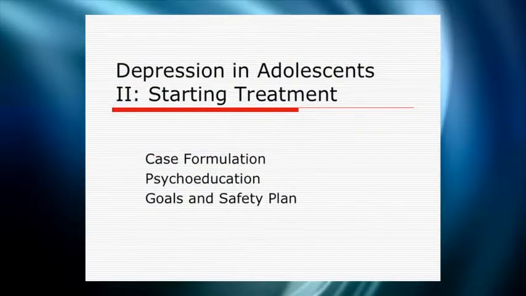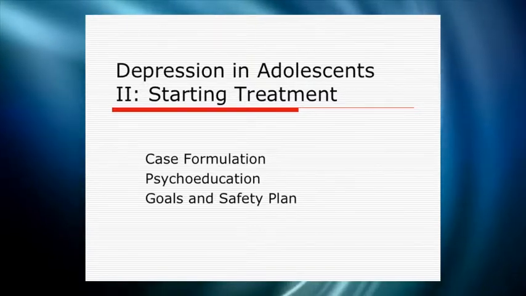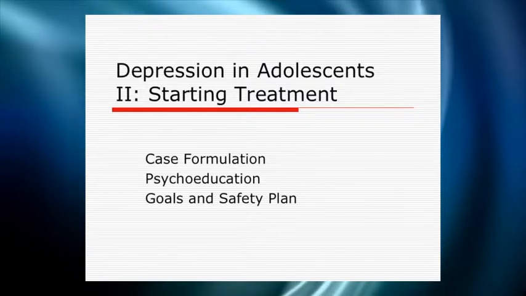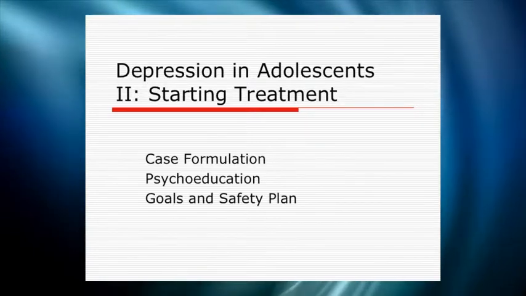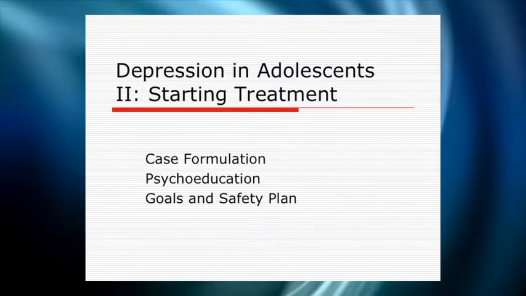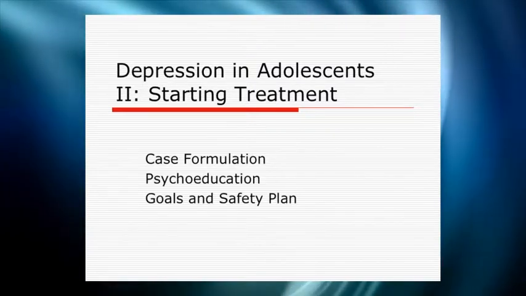Okay, so starting treatment. We're going to work on the starting of treatment now. The first three parts of starting treatment are to make a case formulation, to do psychoeducation with the adolescent and the parents, and to do your first session, which sometimes takes 2 sessions, but involves setting goals and having a safety plan. Okay?